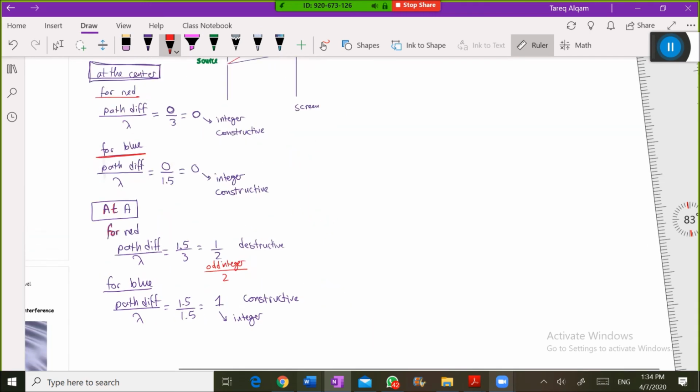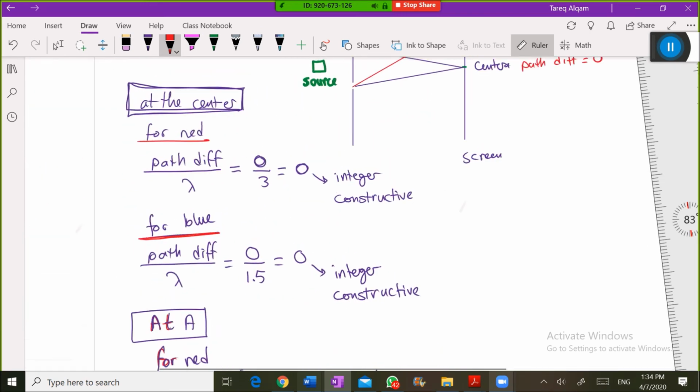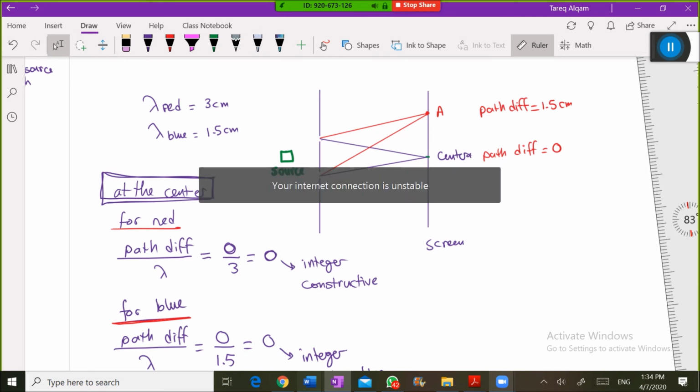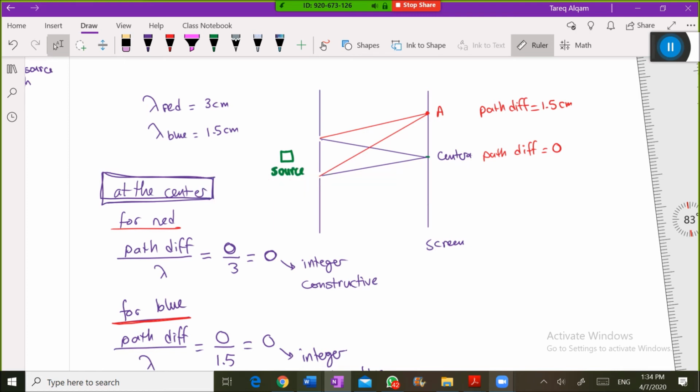At this point, at point A, pay attention: the red interferes destructively, and the blue interferes constructively. As a result of that, what will we observe? We will not observe the red because of destructive interference, but we will observe the blue.